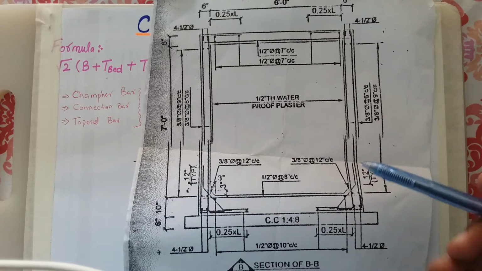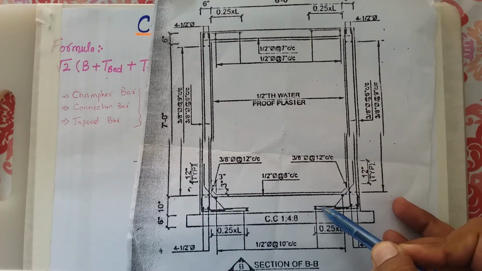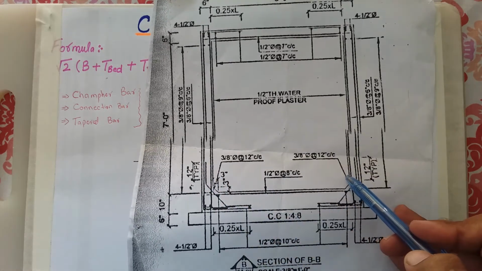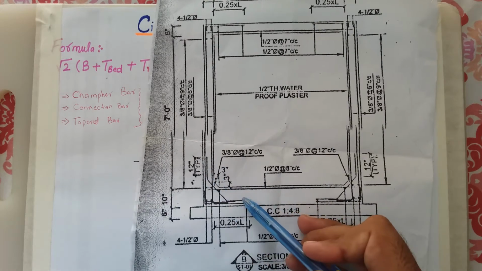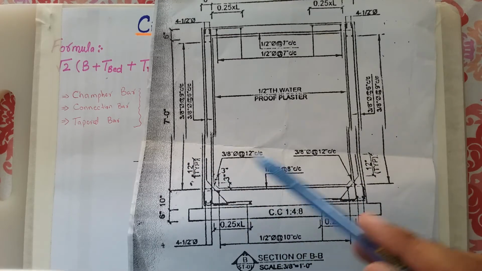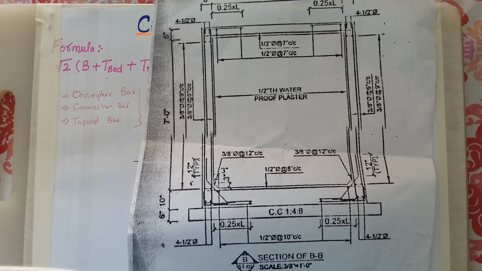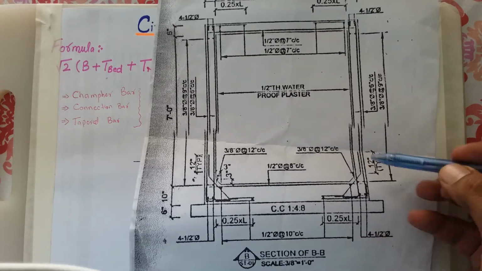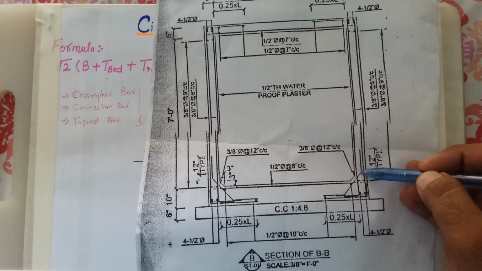Viewers, you can see at the bottom, in the bed, there is a bar given on two sides, on this side and this side, where this bar is called haunch bar, chamfer bar, connection bar, or you can say tapered bar. This is the steel drawing of this underground water tank in which steel details are given, but in the whole drawing the length of this chamfer bar is not given. Only the length of this area is given.